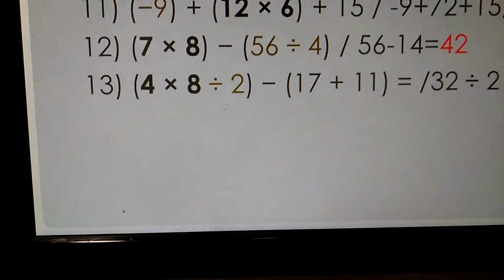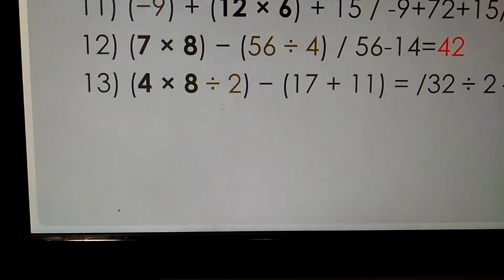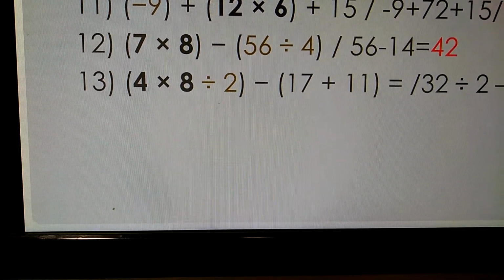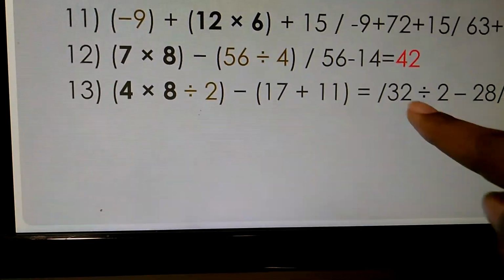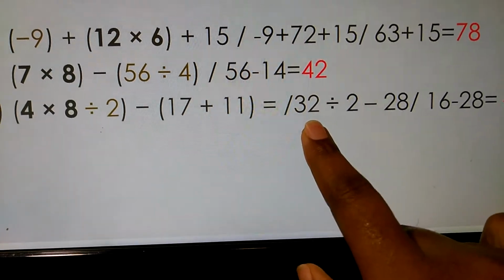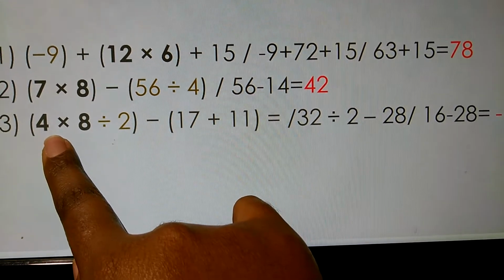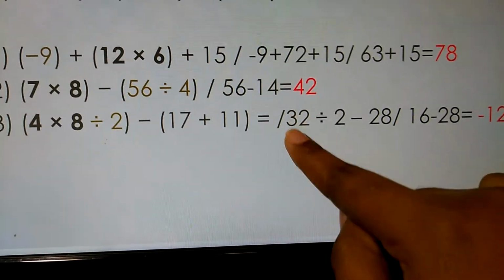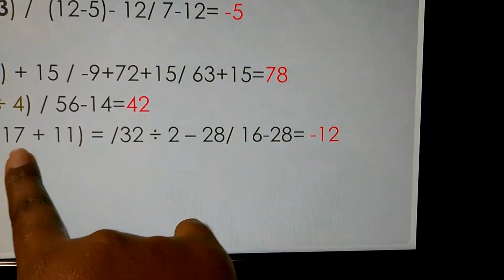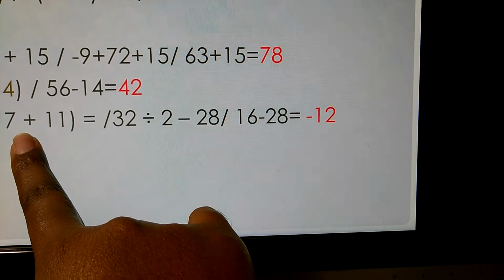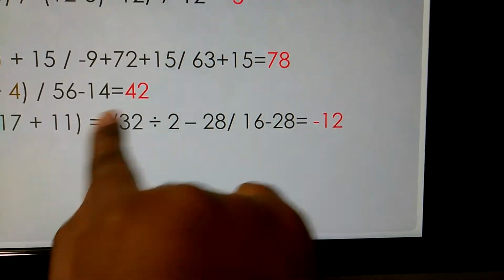And our last number is 13. So we have 4 times 8 divided into 2 minus 17 plus 11. Okay? 4 times 8 is 32, divided into 2. I just did the multiplication first because that's what goes first. I brought it up here so you can see. Then I did what's in this parentheses right here, 17 plus 11. The subtraction sign is right here, so I brought that over. 17 plus 11 is 28.